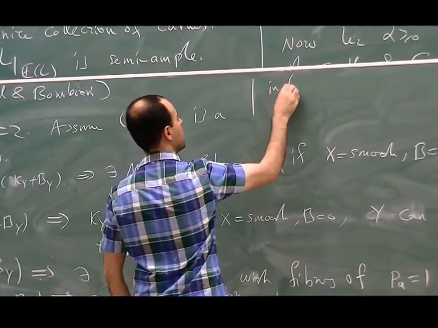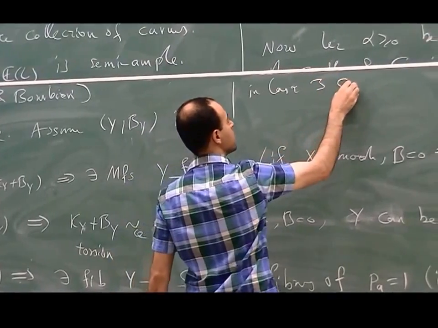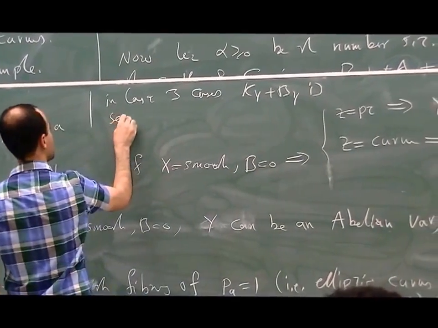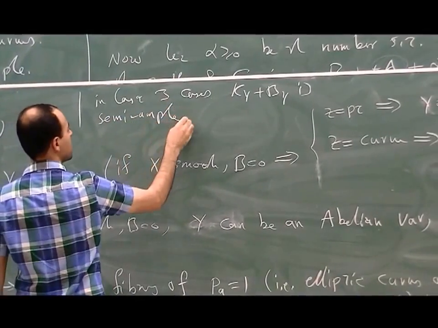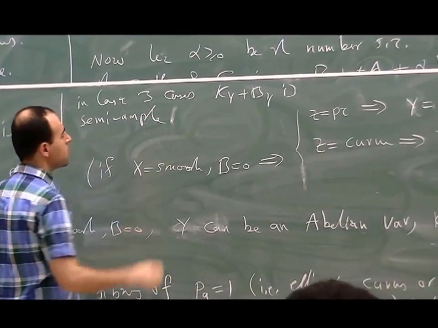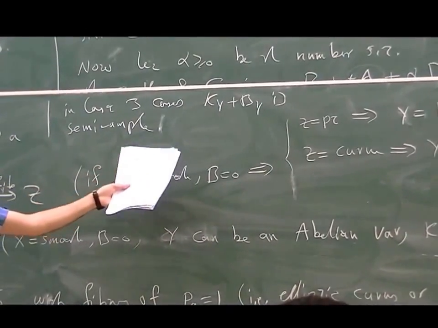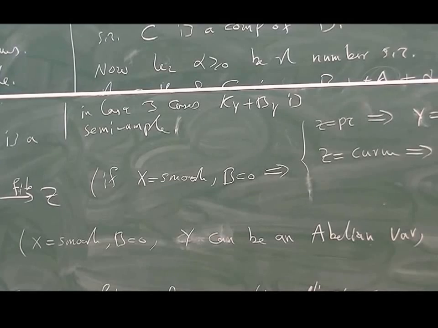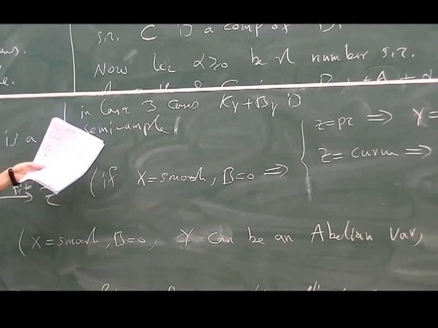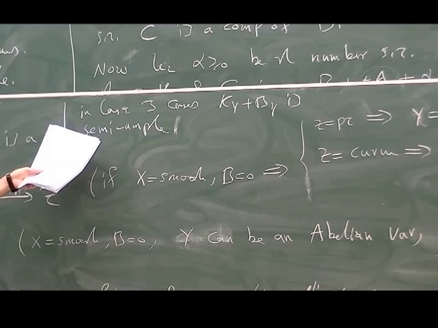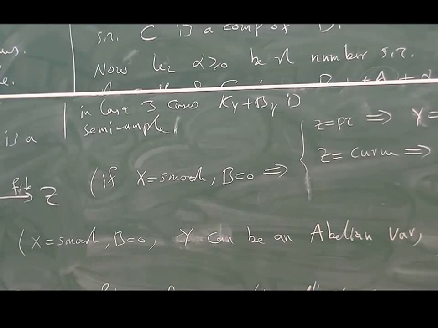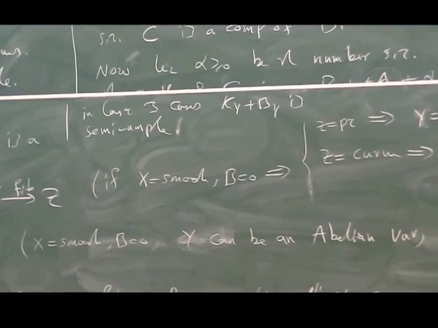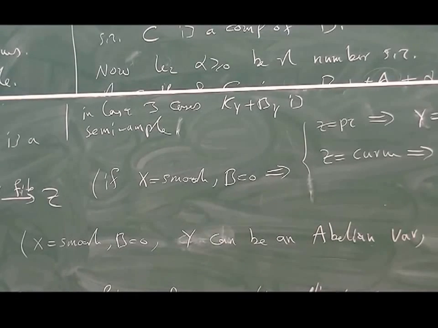So in the last three cases, K_Y plus B_Y is semi-ample, and in higher dimension this is not known, even in characteristic 0, nominally up to dimension 3. Proving such a statement is probably the most important question in birational geometry, in both characteristic 0 and positive. Again, if you want to get the Fields Medal, this is definitely the kind of thing to think about.